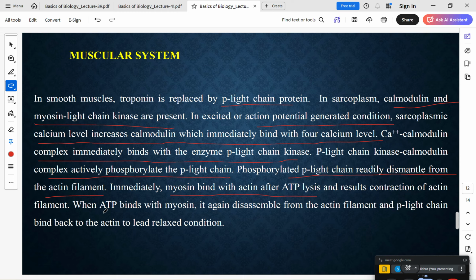What you also need to realize is that the actin and myosin filaments are not static within any of these cells. They are undergoing dynamic remodeling as the power stroke is happening. If there are damaged actin molecules, or if some of the actin molecules need to be replaced, the replacement is also going on. And when ATP binds with myosin, it again disassembles from the actin filament, and P light chain binds back to the actin to lead to a more relaxed condition.